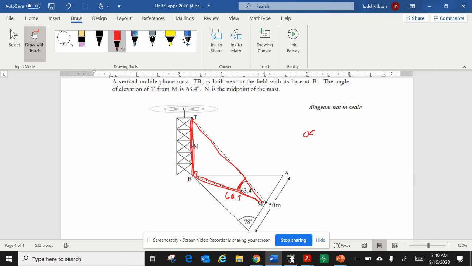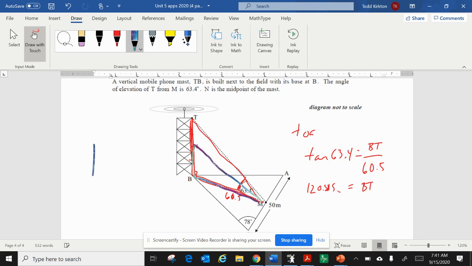So opposite and adjacent is tangent. So the tangent of 63.4 equals BT, the whole thing, over 60.5. Solve that by multiplying both sides by 60.5. So BT is 120.815. But what I'm interested in is finding BN, because I want to look at the angle of elevation in this triangle.